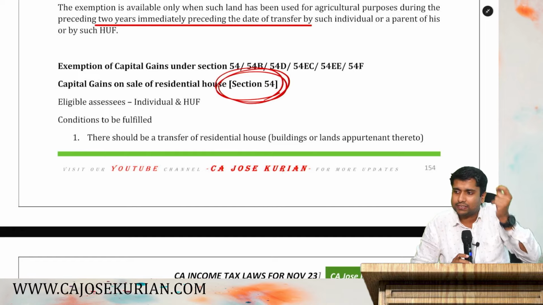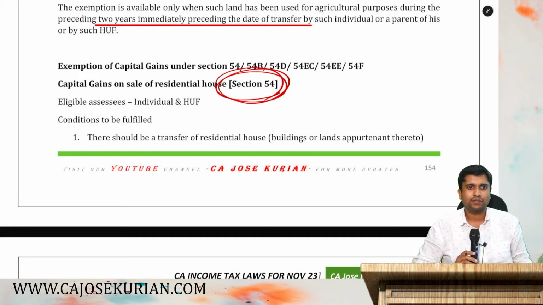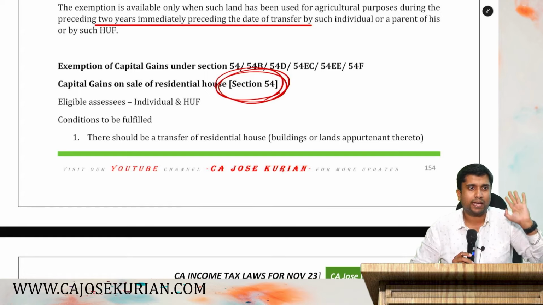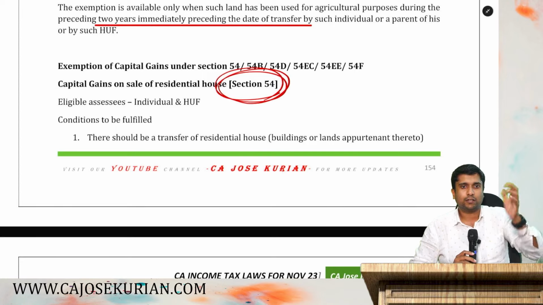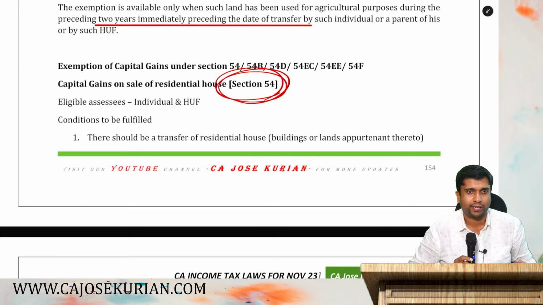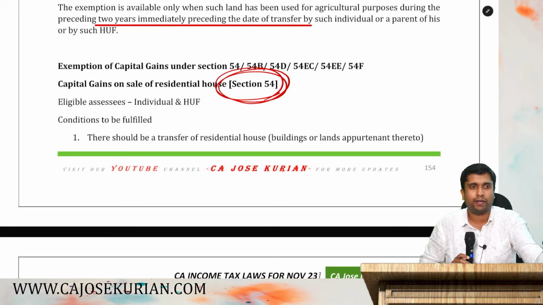Can you call that residential house property a capital asset? Of course, yes. Immovable property, whether it is personal or not, will be a capital asset. Yes or no? I have a residential house property. I sold that particular house property. Then I have to compute what? Capital gain.